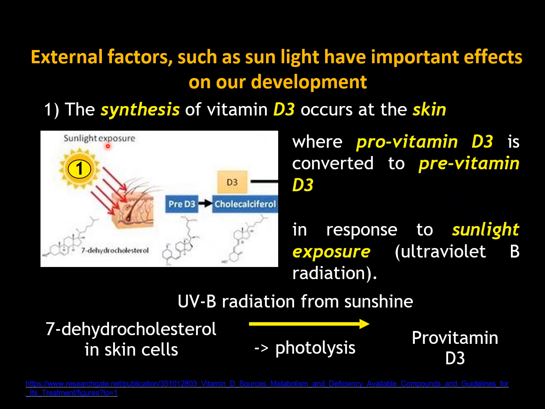So what happens in the beginning is that the synthesis of vitamin D3 occurs in the skin, where, as you can see here, provitamin D3 is converted into pre-vitamin D3 in response to sunlight exposure. And this is the formula. I don't want you to remember this, there is no need, but there is a process of photolysis, something similar to what happens during photosynthesis. And here you end up with the production of vitamin D3.